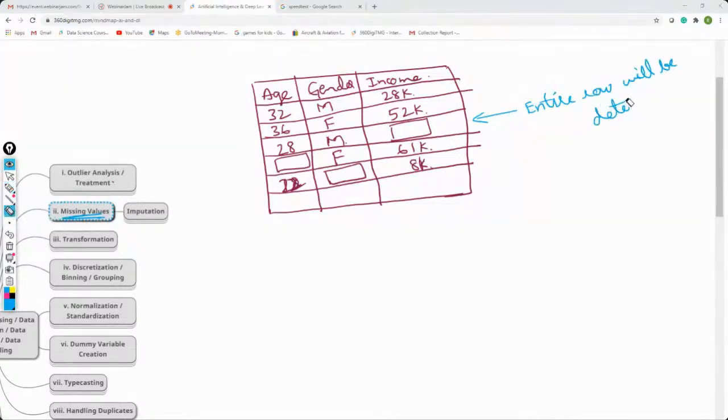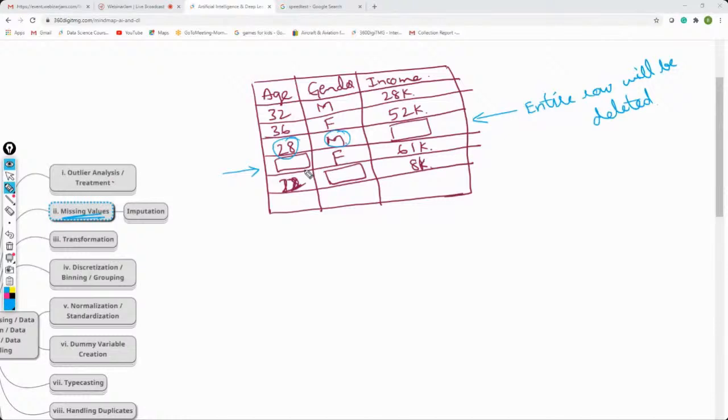If the entire row gets deleted, then you're also going to lose these values. You have values for gender and age. You would be losing those values. That's a risk. And here also it will be the same. You have a value missing here.